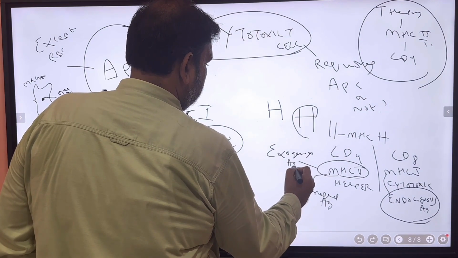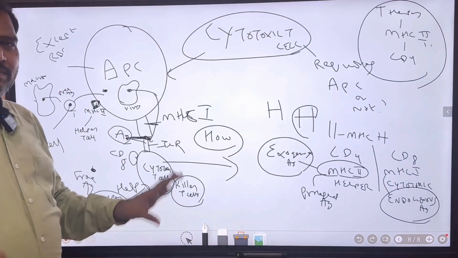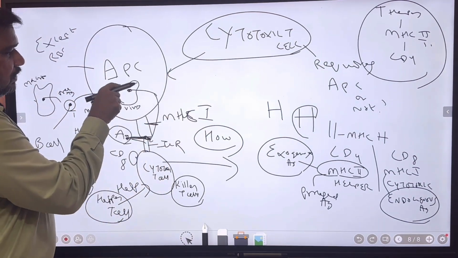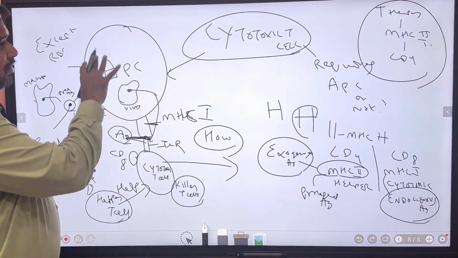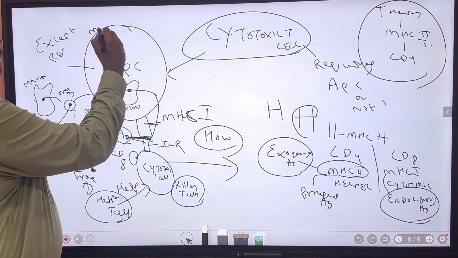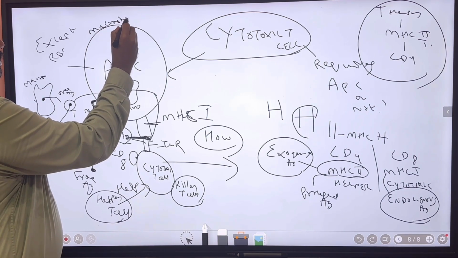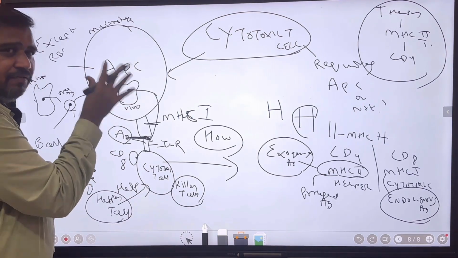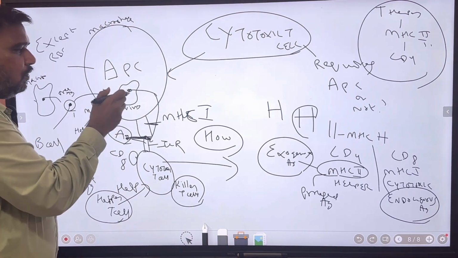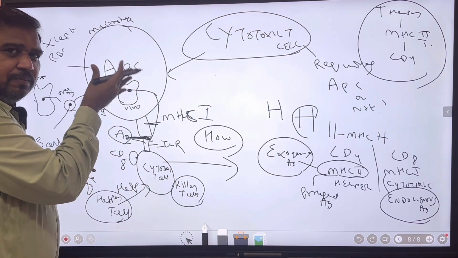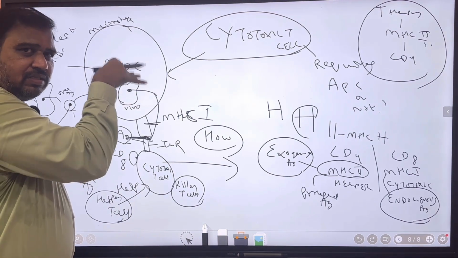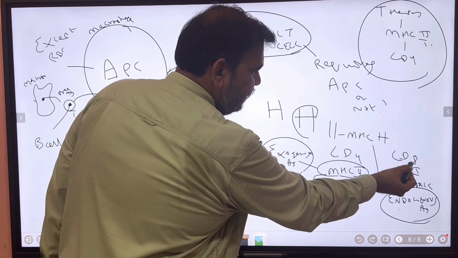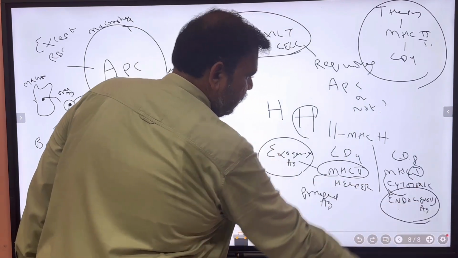Not dictum, just understand. For MHC1, the antigen is present within the antigen presenting cell, for example a macrophage, and this macrophage is taking the entire virus inside. The virus itself is inside, and that virus is broken down into antigen. So the antigen is being broken down within the cell, endogenous. That's what I have written. Endogenous is for CD8 MHC1 cytotoxic T cell.